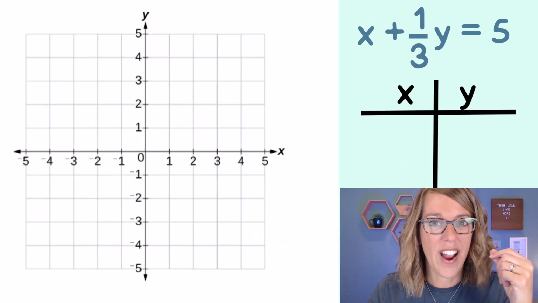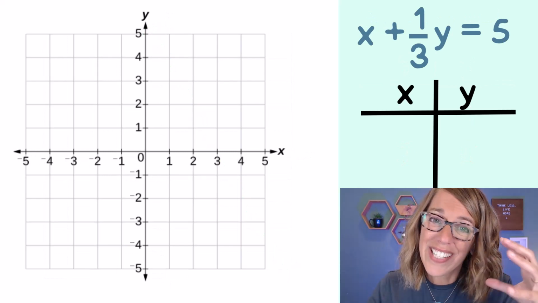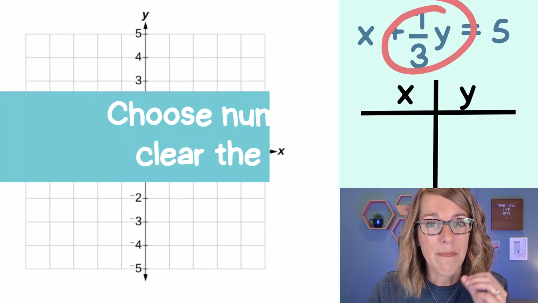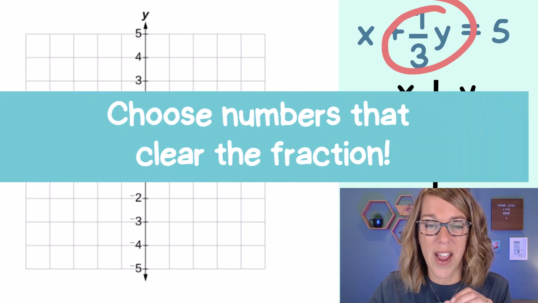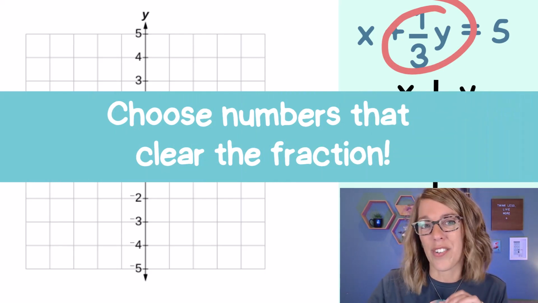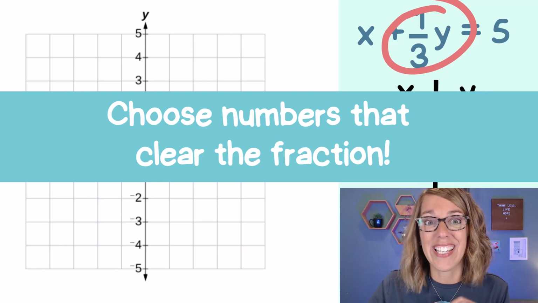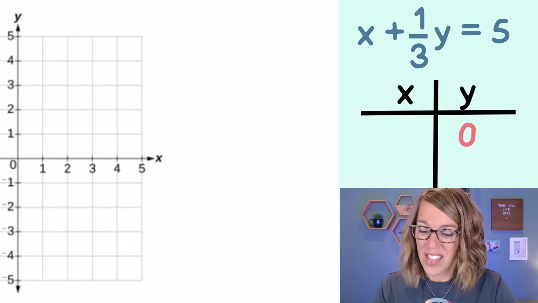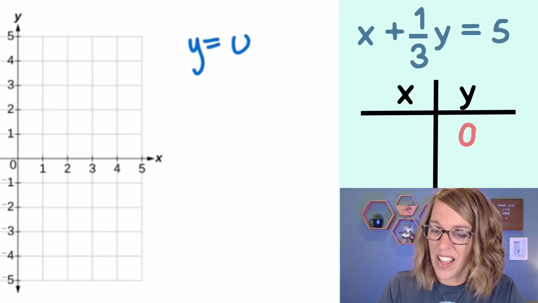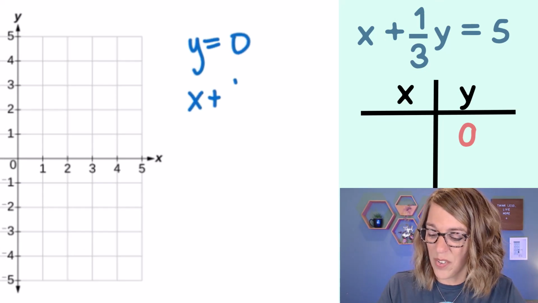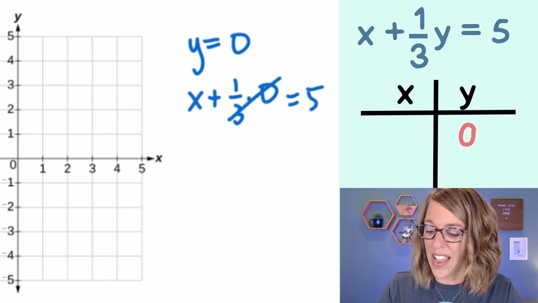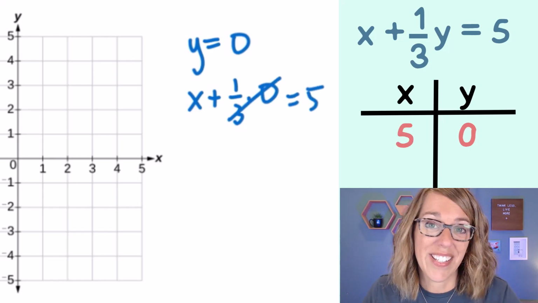Now here's one with a fraction in it. Because there are infinitely many values that we can choose from, let's choose the easiest ones that make that fraction go away. So I'm looking at that 1/3 times y. A really easy place to start is by letting y equal 0. If I let y equal 0, I end up with x plus 1/3 times 0, that goes away, is equal to 5, and my x value is 5.